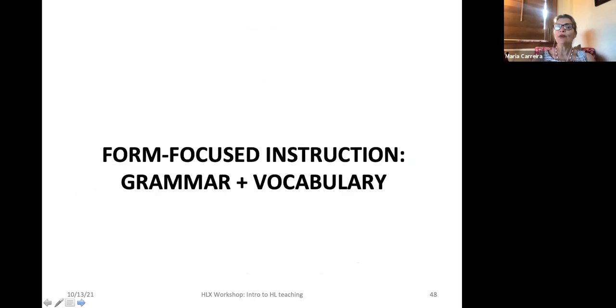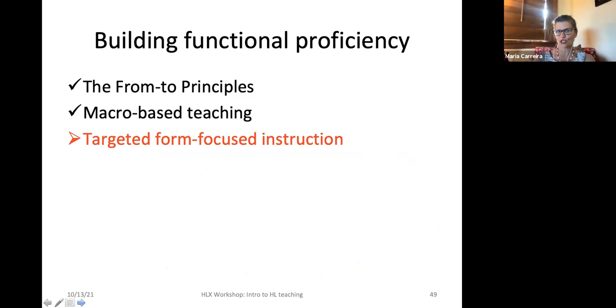All right. So now I'm going to go to the third one. Remember, there was from two principles, macro. Now we're going to go to form focus instruction. The third bit, which is targeted form focus instruction.